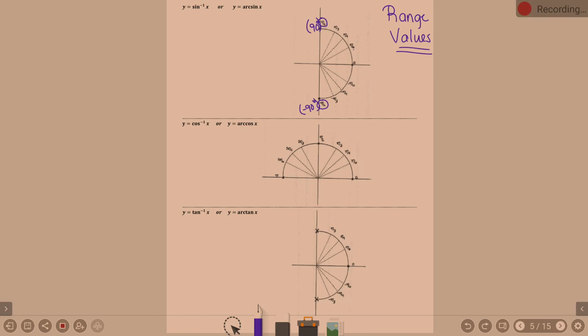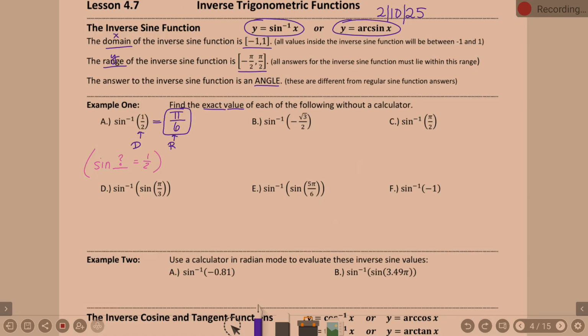Now, shall we go back to example B? Because, of course, example A was the piece of cake example, right? After that, we have to get a little more difficult. Okay? So B, sine inverse of negative square root of 3 over 2.